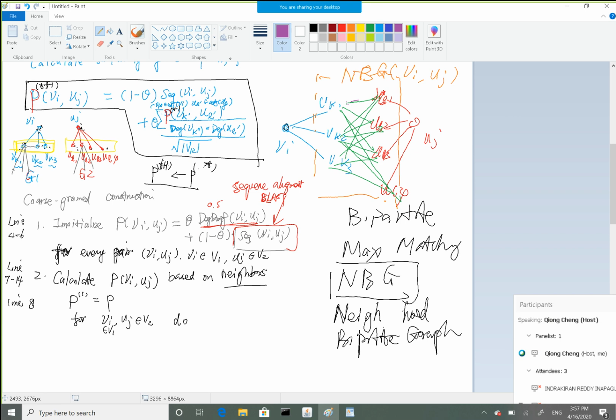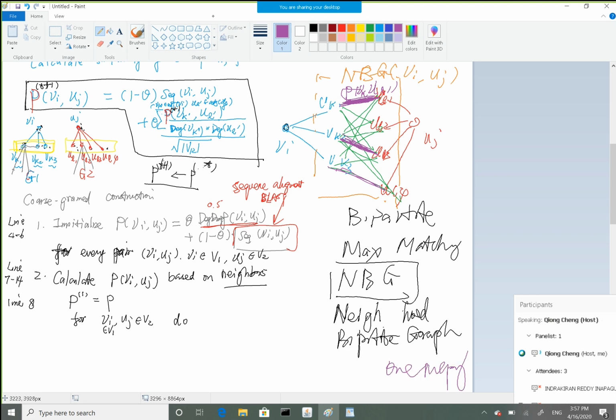Professor, I have one doubt. In this graph, we check each pair of VI with all the pairs of UJ, but we map only one pair which has maximum similarities, right? In this it is only one-to-one mapping, right? Not one-to-many mapping. Yes, this is one-to-one mapping. Okay, fine. Thank you.